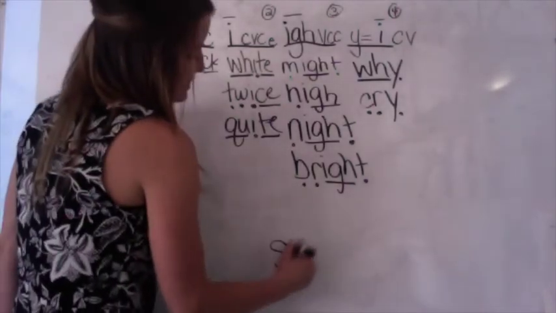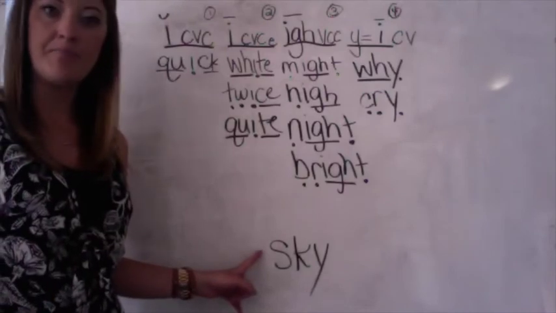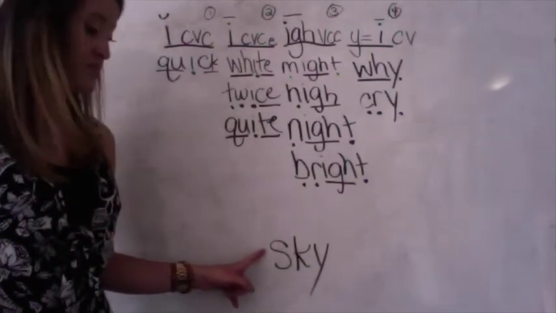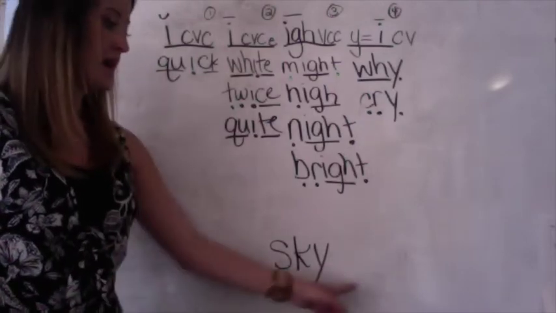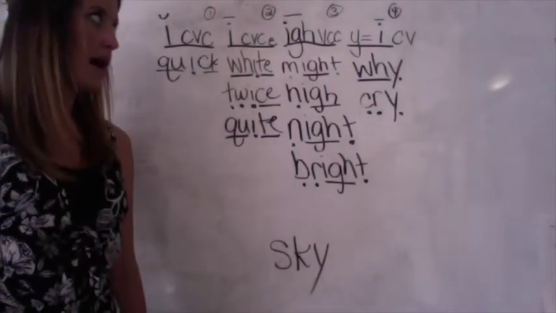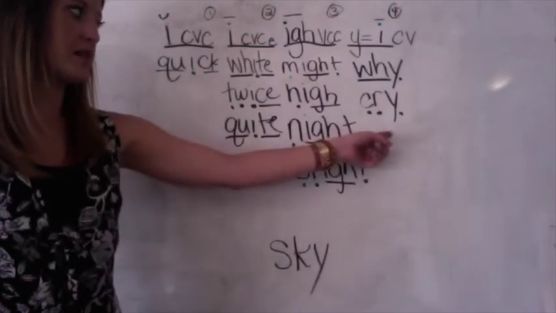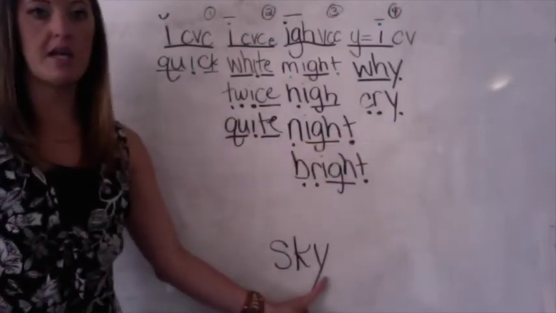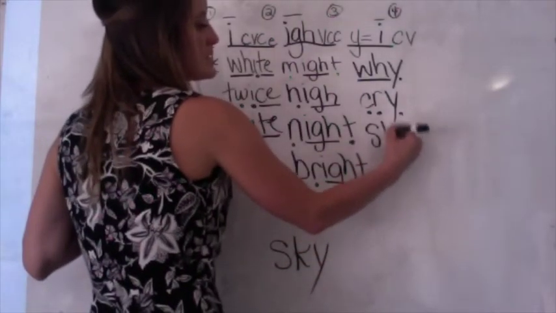And our last word for this week is the word sky. Say sky. Now let's say the sounds for sky. Sk. I. Sky. Where does sky go? Yeah, sky goes under column 4. This 1 letter right here is saying I. Let's say and write sky under column 4.